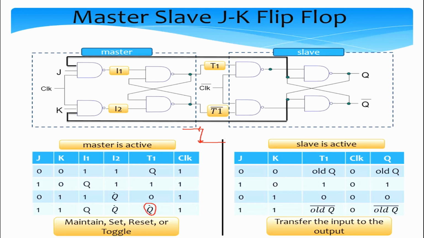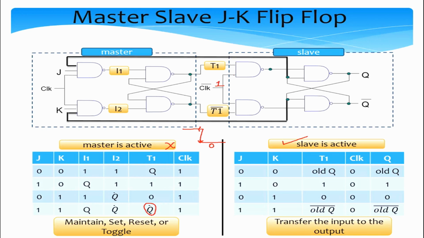After this, we have the negative edge, so the clock becomes 0. So the master becomes disabled and the slave becomes active. Once the slave becomes active, we enter a new clock cycle, right? Because it's after the negative edge, we enter a new clock cycle. So this is a regular SR latch, no problems. And since the clock is 0, we are considering clock bar. So clock bar is equal to 1. So the slave is enabled.